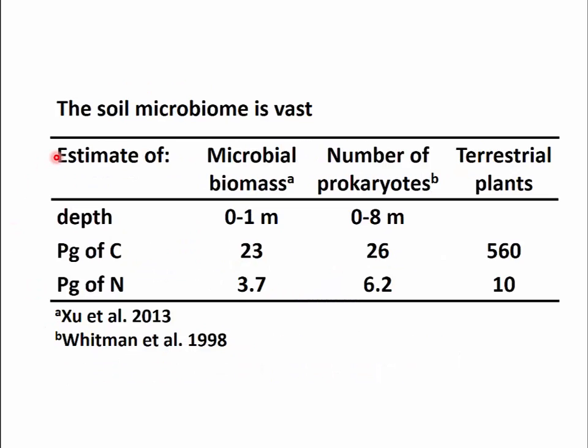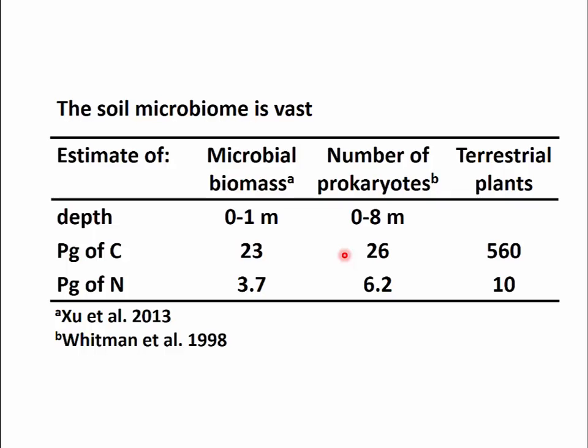The soil microbiome is vast, and so this is an estimate of microbial biomass based upon the traditional methods of fumigation techniques from Zhu et al. in 2013. He looked at the top meter of soil and estimated about 23 petagrams of carbon in the living microbial biomass. So this is presumably bacterial and fungal.